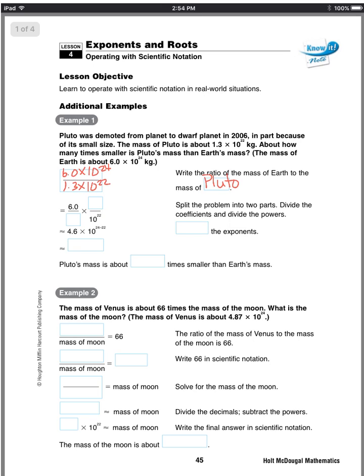So, what they mean is put your first numbers as a fraction, so 6.0 over 1.3, and then put your powers of 10 as a second fraction, 10 to the 24th over 10 to the 22nd. And divide the powers. Remember, when we divide the powers, we subtract the exponents. We take our numerator minus our denominator. So that's where they got the 24 minus 22. At the same time, they divided the coefficients as well. So they took 6.0 divided by 1.3 and got 4.6. So we have 4.6 times 10 to the second. So Earth's mass is about 4.6 times 10 to the second times Pluto's mass.